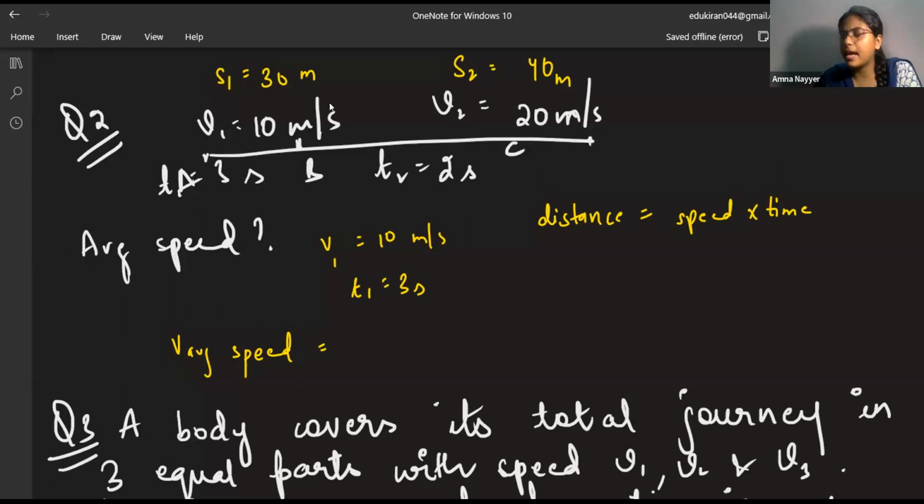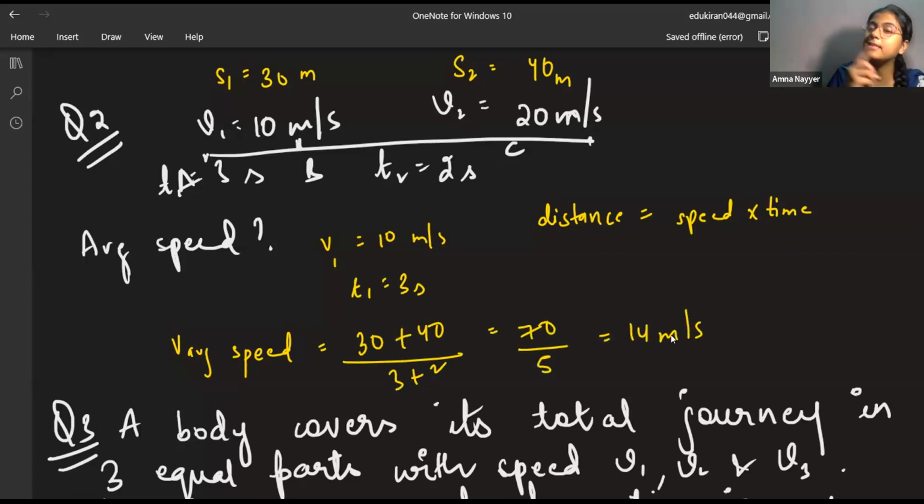Now you have the distance. How did I get the distance? I had the data for velocity and time, and I multiplied the speed and time, and I got the distance. So once I have the distance, what is the formula? Total distance. Total distance is 30 plus 40. What is the total time? 3 plus 2. So this becomes 70 by 5. So that is 14 meter per second. This is the average velocity.